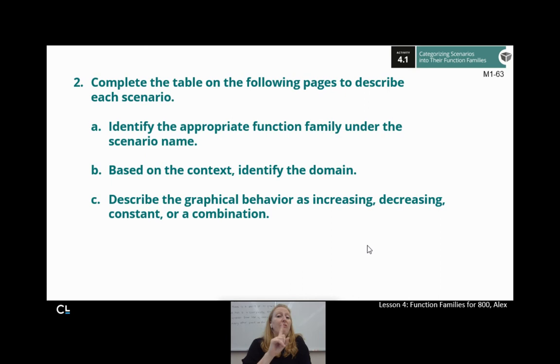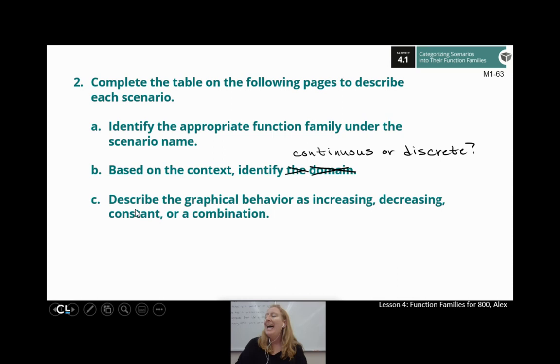And I'm going to change this up a little bit. Instead of domain, don't get me wrong, it's important, I would like you to identify if it's continuous or discrete. That's what I want. And then in the last little chunk there, and they have the graphs there for you, I would like you to describe the graphical behavior as increasing, decreasing, constant, or if it's a combination, be specific. Don't just write combination. Tell me it's increasing, then decreasing, or it's increasing, then constant. Be specific if it's a combination, all right?